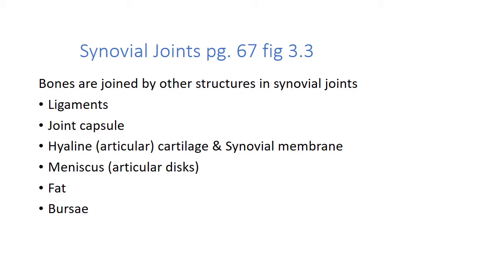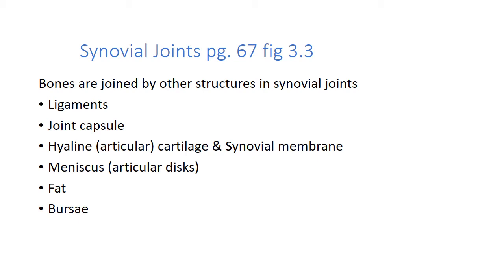Basically, we can talk a lot about synovial joints, but what interests us most is the general structure of the synovial joint. The bones are joined by other structures in the synovial joints. From one bone to the next, we have several very strong fibrous cords called ligaments that connect one bone to the next. Surrounding this entire joint is also a fibrous capsule called the joint capsule, and we have the hyaline cartilage and the synovial membrane.